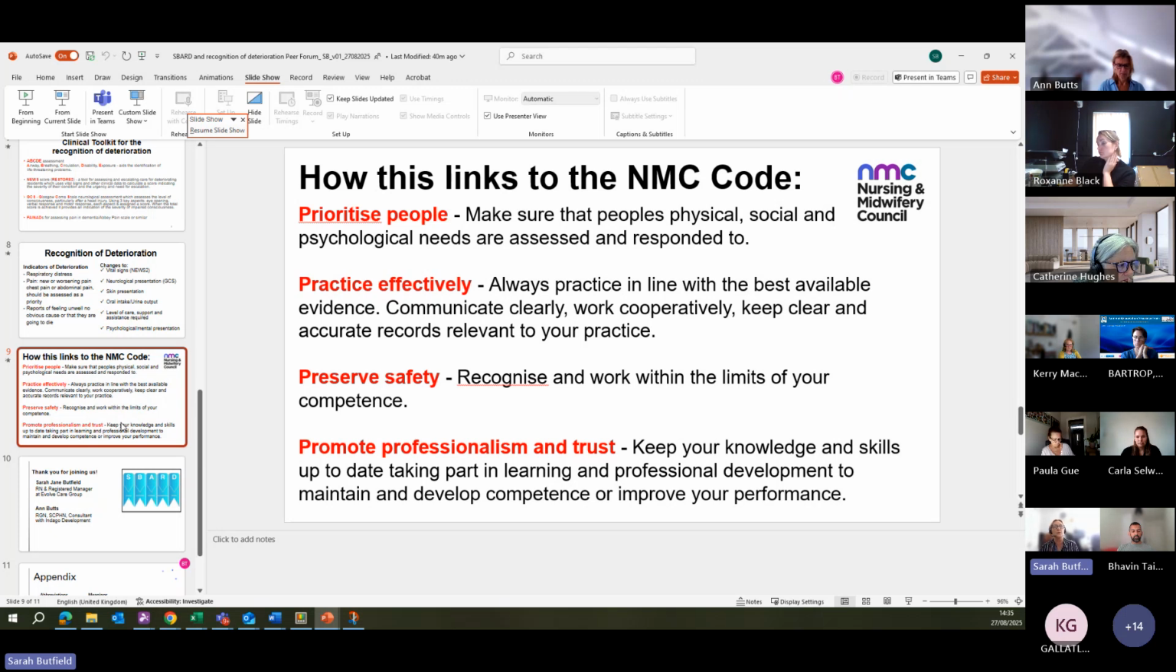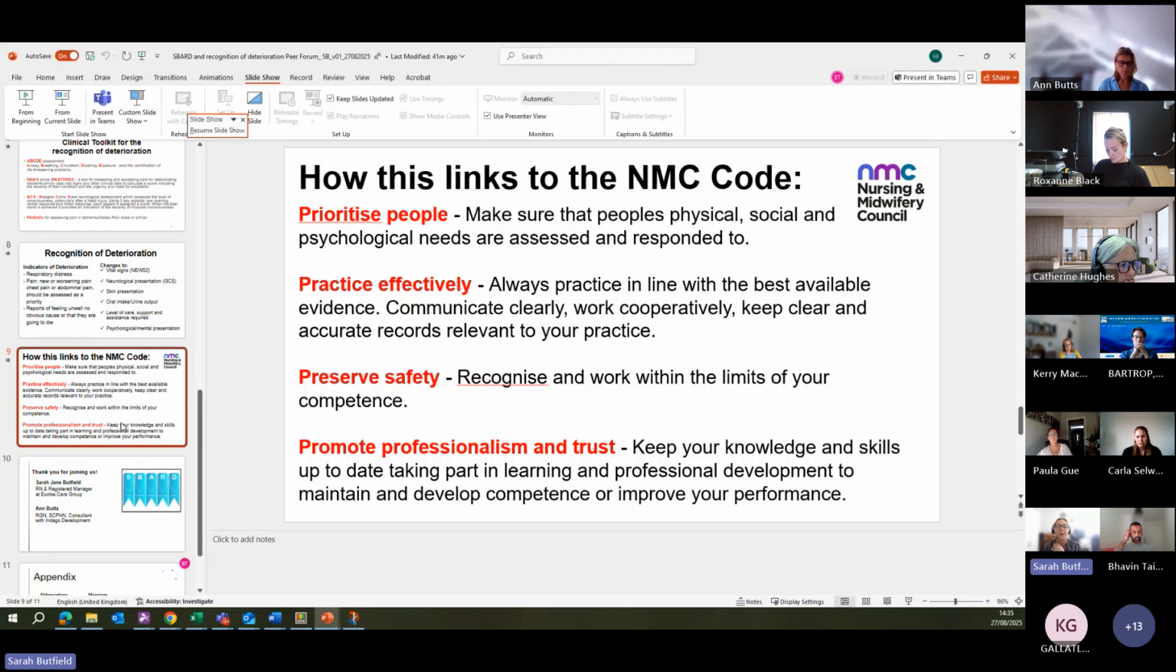And in relation to SBARs and the recognition of deterioration, we always demonstrate that we prioritize people. You know, we care for people every single day. They are the center and driving force of everything that we do. And we, as healthcare professionals, make sure that their physical, social and psychological needs are addressed and cared for. And that's also important during an emergency situation.